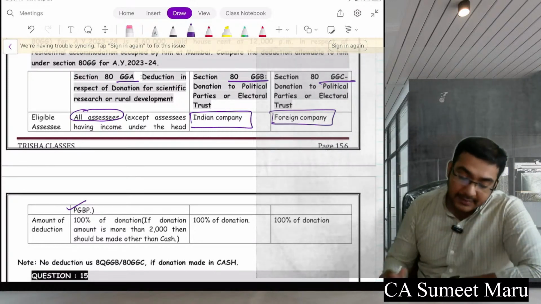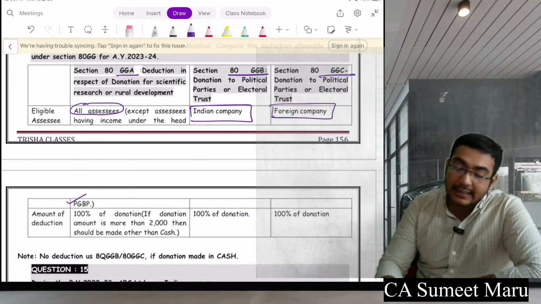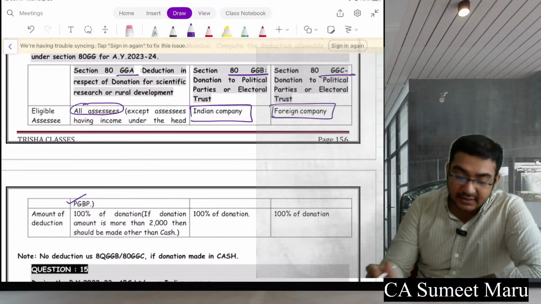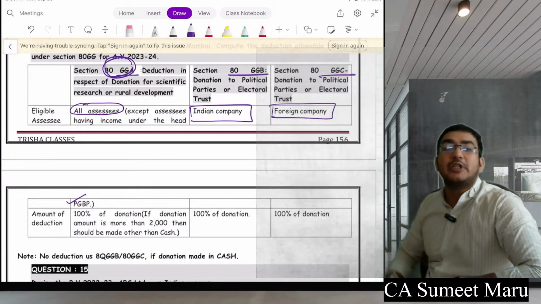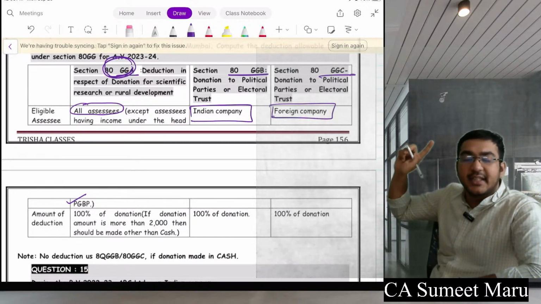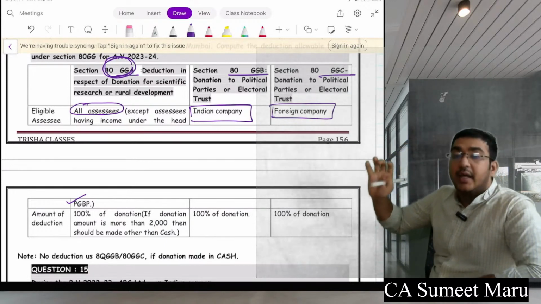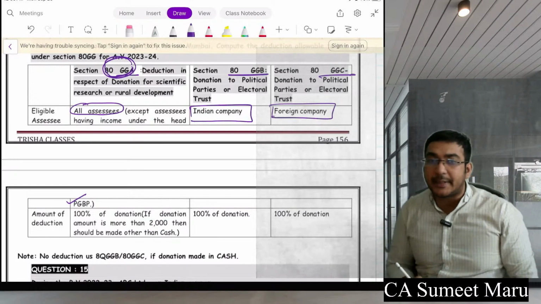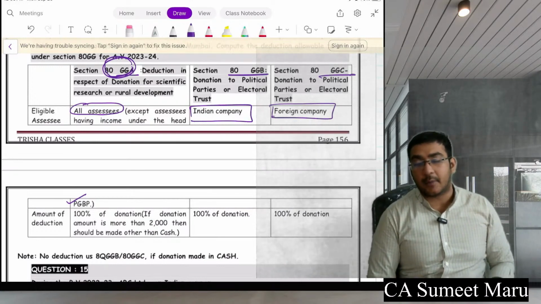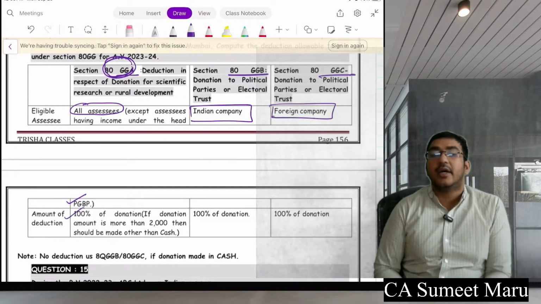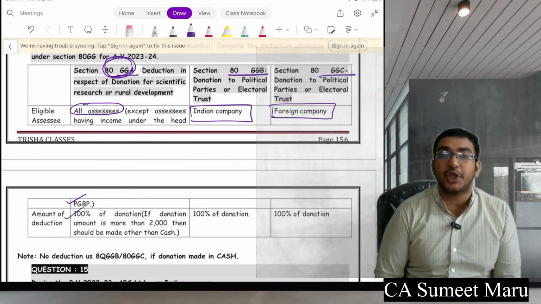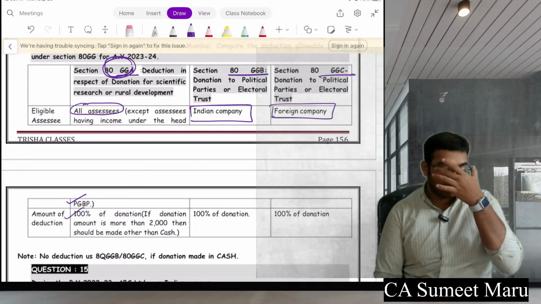What happens here when they are donating for scientific research? Now see, GGA is for scientific research. Why not PGBP income? Because PGBP guys are already getting deduction under section 35. It is for all those guys who are not under PGBP but still want to pay an amount for scientific research. They will get 100% deduction. Only thing is that it should be in check if it is about 2000.